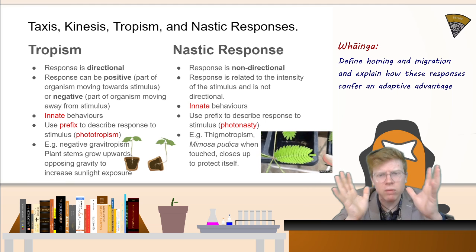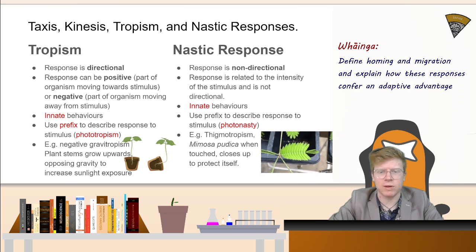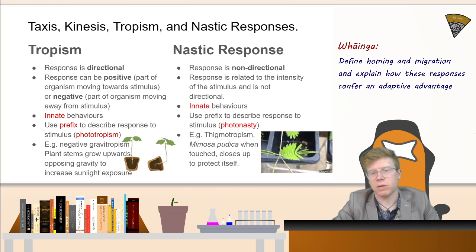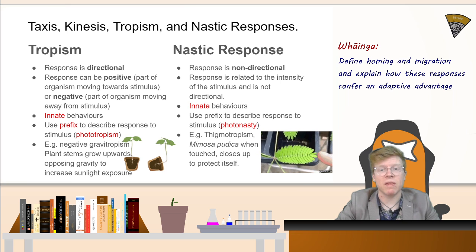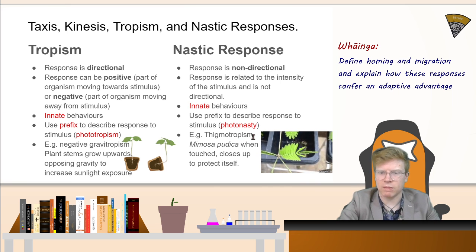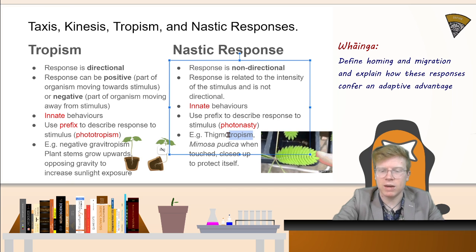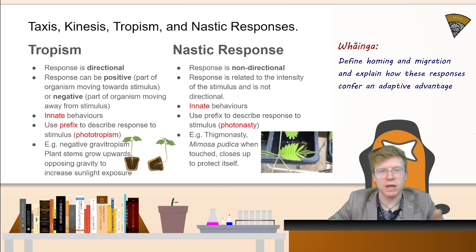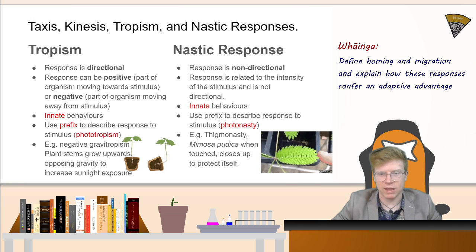When touched, it'll sort of curl up like this, as you can see in that image. And that's it protecting itself potentially from predators, from things that would like to eat it. So that would be an example of thigmotropism. No, that's wrong. That ain't thigmotropism. It's thigmonasty. Excellent. Thigmonasty.